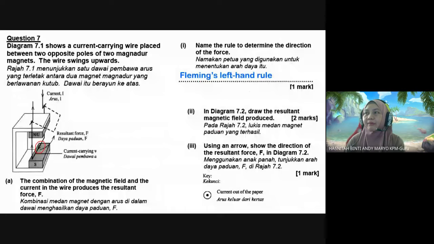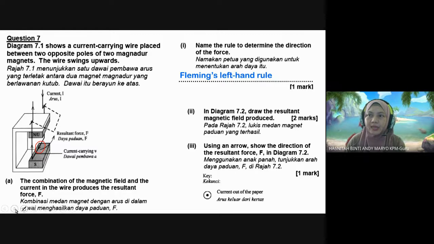What is the question? First, name the rule to determine the direction of force. Fleming's left hand rule. In diagram 7.2, draw the resultant magnetic field produced. So here you have to draw the catapult field. You can try to draw it. This shows current out of the paper, pointing to the south.